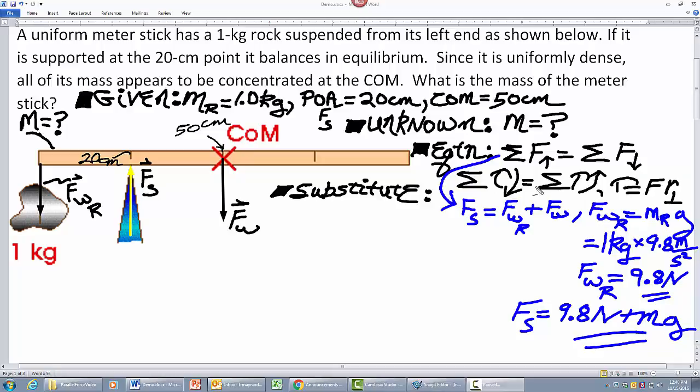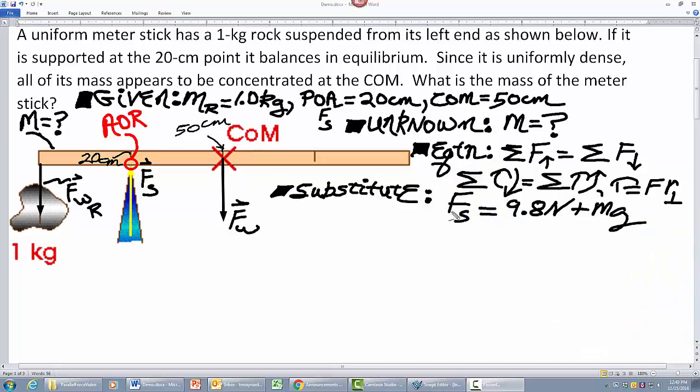We must write the second condition of equilibrium, or that the torques are balanced. To completely solve this problem, we need to find the mass of the meter stick, M, and we would like to find the supporting force, F sub S, shown here. To do that, we need to apply rotational equilibrium, or the second condition of equilibrium.